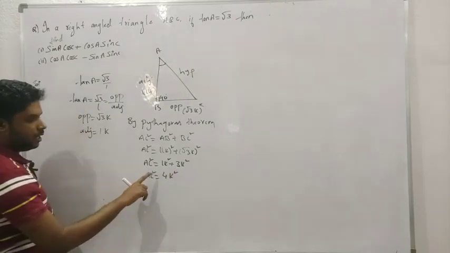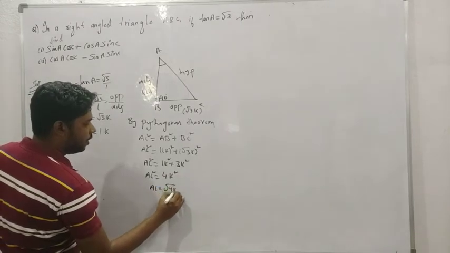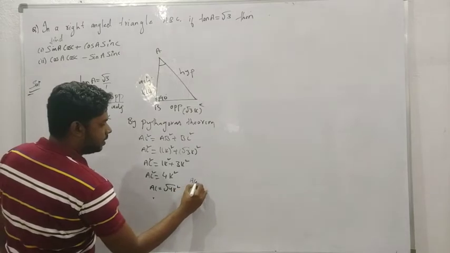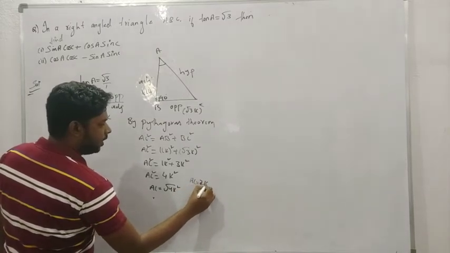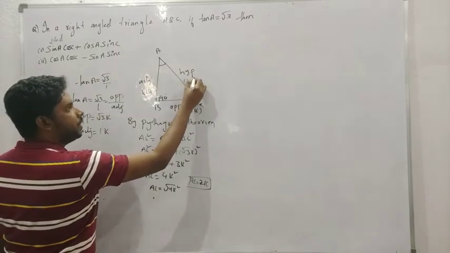If I take the square root on that side, AC is equal to root of 4k square. So what is the value of root 4k square? AC is equal to 2k. So I got the hypotenuse as 2k.